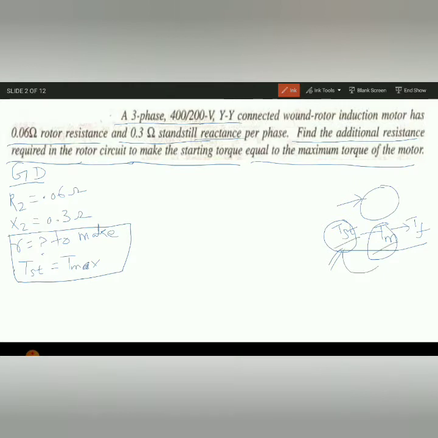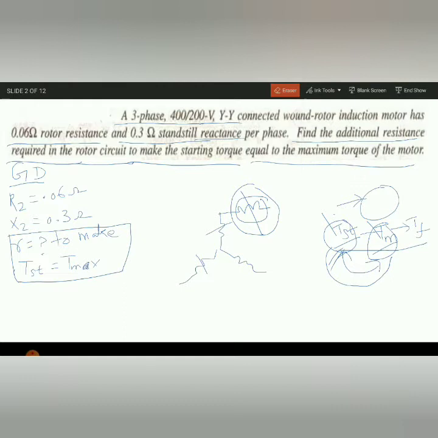If this condition is to be satisfied, suppose this is our rotor circuit diagram, we have to include some external resistance with the rotor, so that the starting torque can be increased to the maximum torque. So if the starting torque should be equal to the maximum torque, what could be the value of that external resistance to be included with this rotor resistance, so that you get the starting torque equal to the maximum torque? This is what we have to find out.